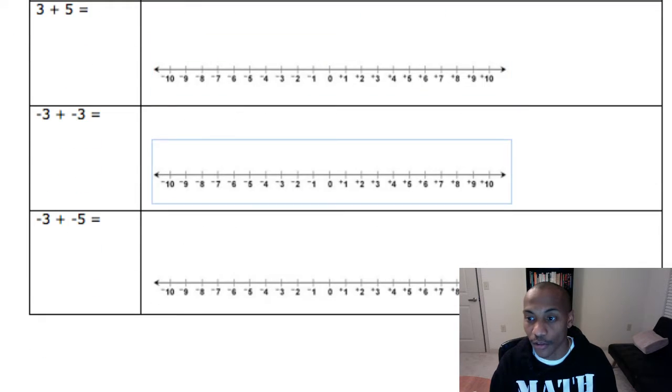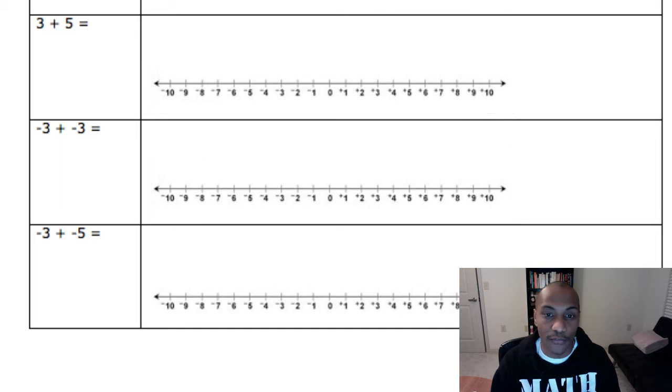Let's do another problem. We have 3 plus 5. I'm thinking, where should I start? Well, on my number line, I should start at, that's right, the origin. I should start at 0, and I'm going to move, well, it's 3 plus 5. I'm starting at 3, so I have to go from 0 to 1, 2, 3 spaces. So I move 3 spaces to the right because I'm adding positive 3. So I'm here with positive 3.